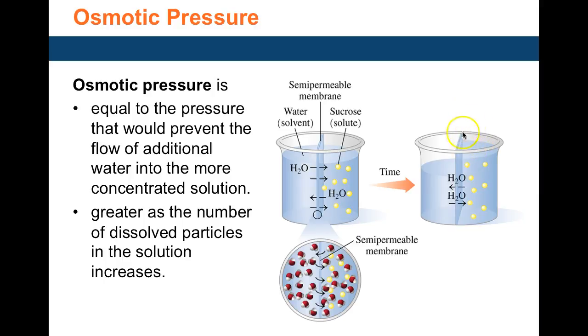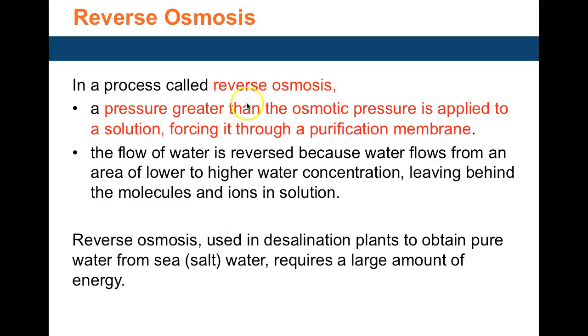So they will apply pressure on this side, where it's more concentrated. Imagine this was a salt solution. They will apply enough pressure to overcome the osmotic pressure of the solution, and then force the water to go in the reverse direction. So that's how they can take salt water and push the water out of it into the other side to create fresh water. That process is called reverse osmosis, where you apply a pressure greater than osmotic pressure, forcing water to go in the reverse way.